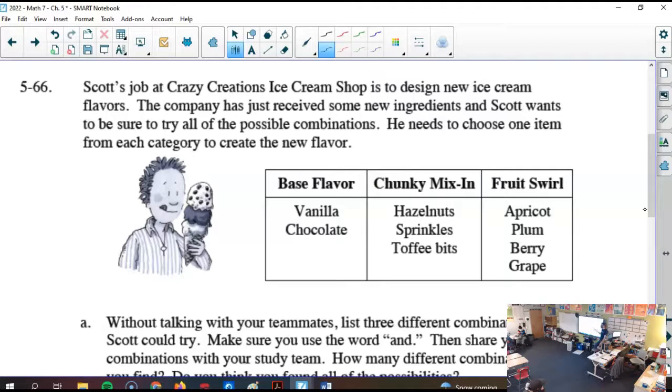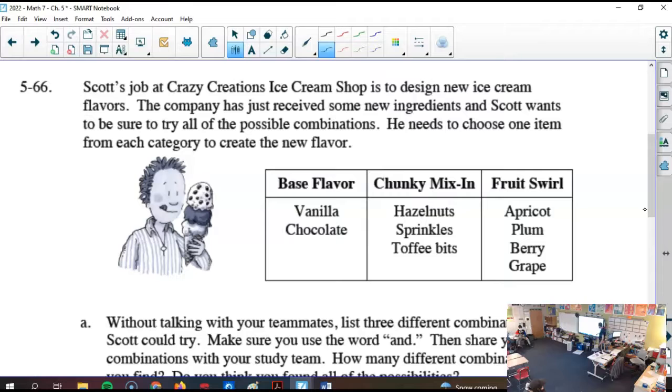And we can only use one from each layer. So I can't say chocolate, hazelnuts, and sprinkles. I can't use two of these. I can say chocolate, hazelnuts, apricot, right? But I have to use one of these. We're going to start with the ice cream flavor, then go to the mix-in, and then go to fruit swirl at the end. We're going to build a tree diagram to represent this.